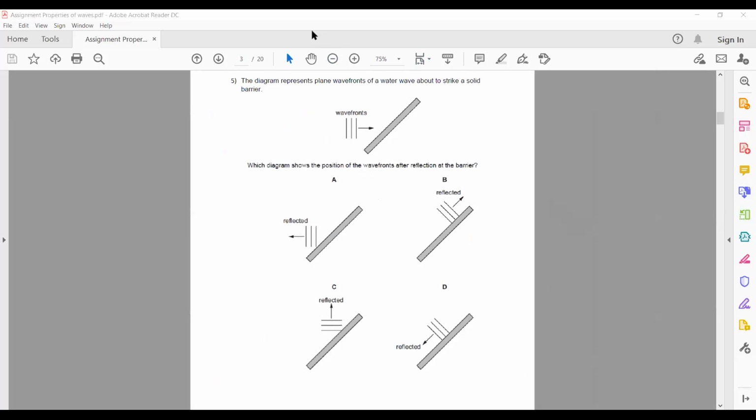Yeah, it's C, because what happened? The wave which strikes, that is the incident wave, you will draw the normal, an imaginary line. That's the normal, and the wave which bounces back is called reflected. So that's why C is the right answer.